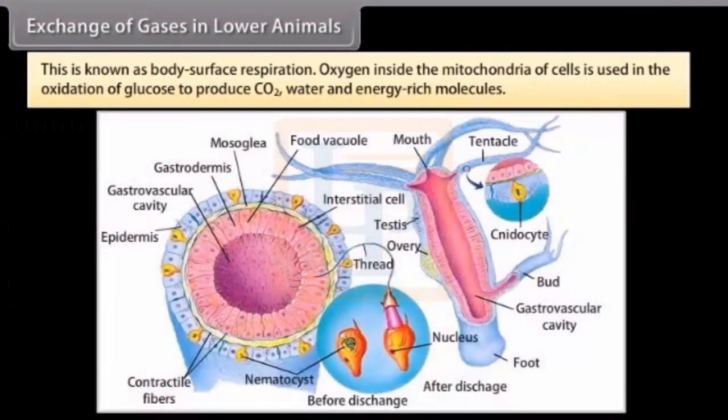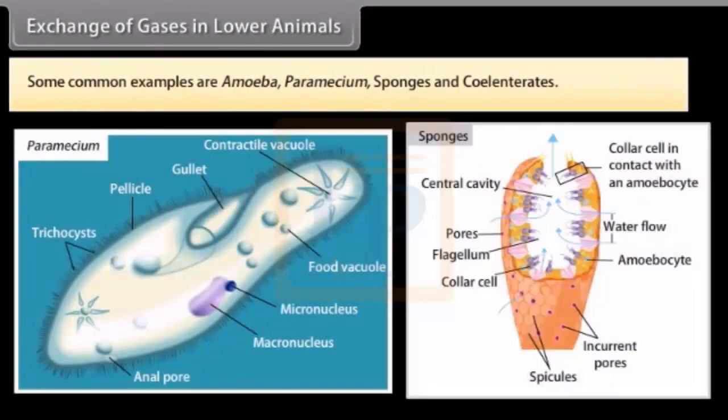This is known as body surface respiration. Oxygen inside the mitochondria of cells is used in the oxidation of glucose to produce CO2, water and energy-rich molecules. Some common examples are amoeba, paramecium, sponges and coelenterates.